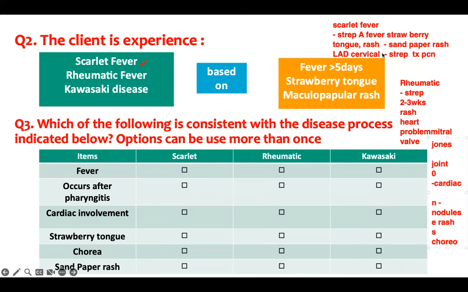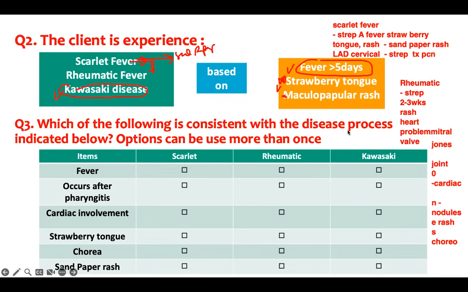This is how you can know the difference between scarlet fever, rheumatic fever, and Kawasaki disease. And therefore, we know that this was a Kawasaki disease based on what? 5 days of fever, not based on strawberry tongue, because then scarlet fever do have it. Not due to maculopapular rash. All 3 of them can have rash, but their rash is different. And the scarlet fever rash is sandpaper. They have to describe it sandpaper. So Kawasaki based on 5 days.